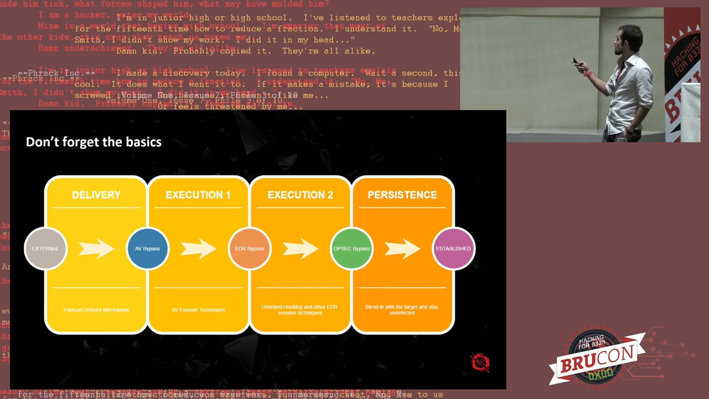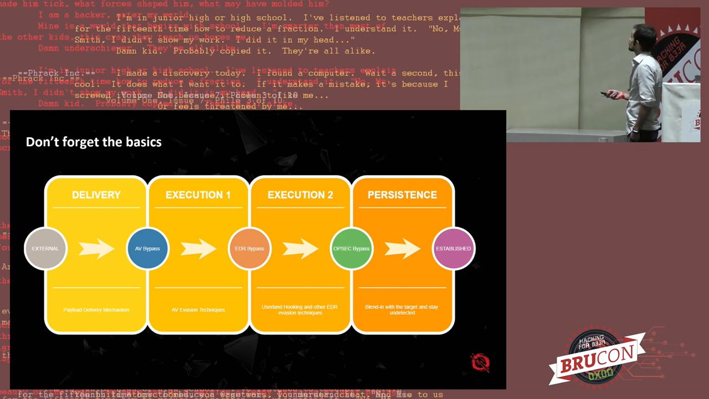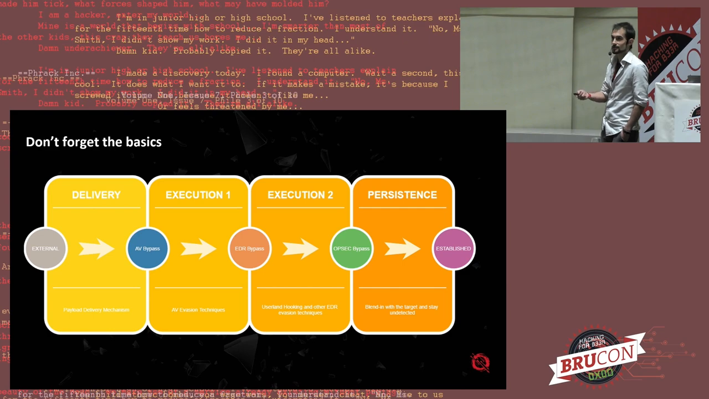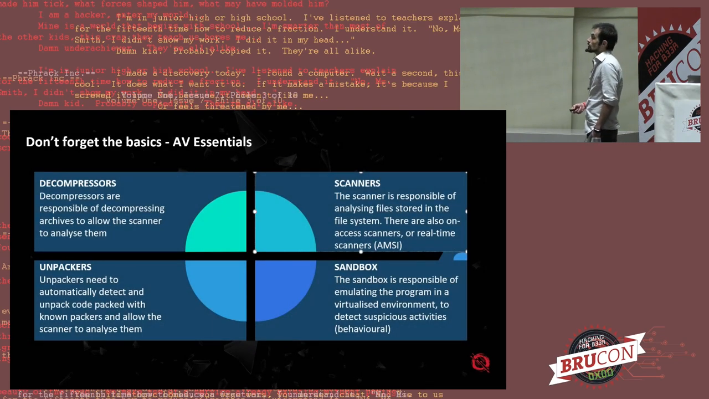Anyway, let's think about what we want to do every time during an assessment. We want to switch from an external attacker, come up with some payload delivery mechanism, then bypass the AV using evasion techniques. Then we want to bypass some sort of EDR detection, userland hooking, and other EDR techniques, because we don't want our payload to leave data that is then collected and sent as telemetry to an EDR. And then we also want to bypass OPSEC in a certain way, to blend in with the target and behave as a legitimate executable would in the system. And after that, we are established. So this is what we want to do, so we don't forget the basics.